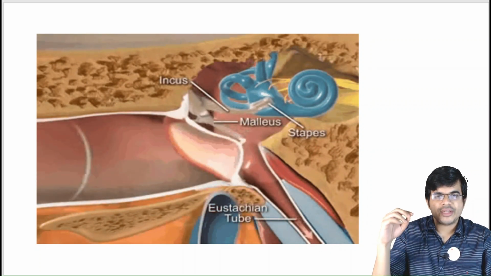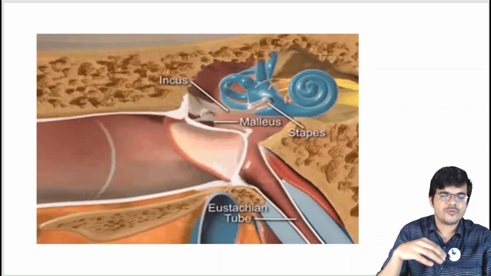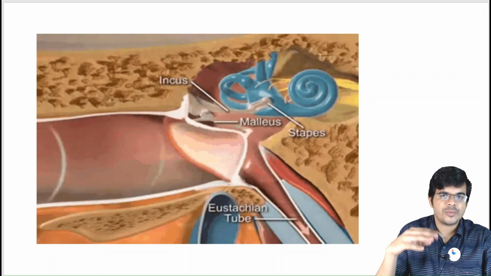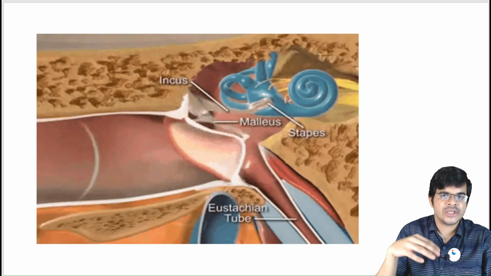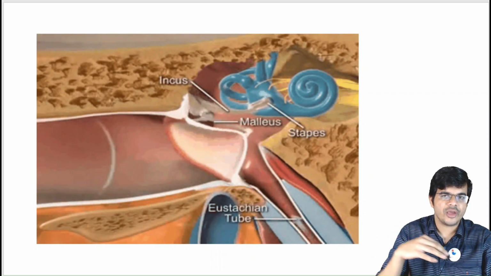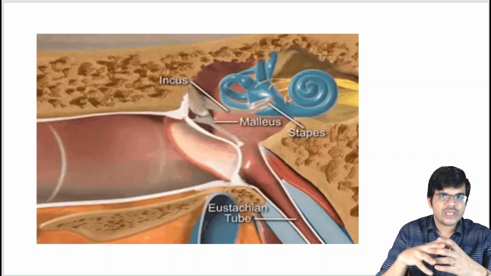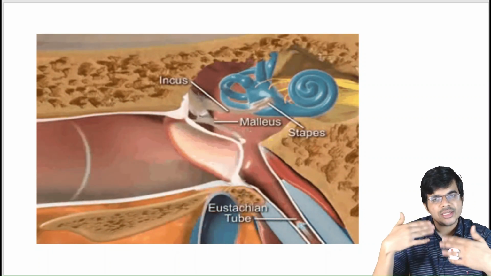Okay, that is what is happening, and because of that there is a movement of the basilar membrane, and because of the movement of the basilar membrane there is shearing action of the organ of Corti and the tectorial membrane, and because of that the sound is getting transmitted. I'll be going to the details soon.